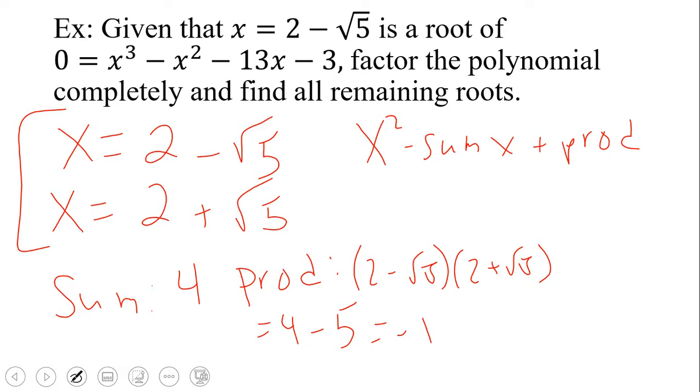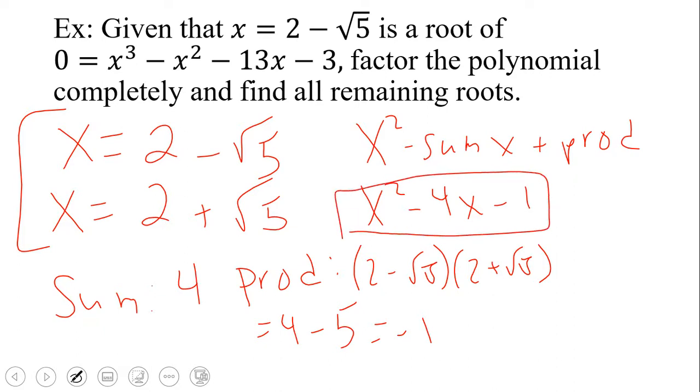So that means that my equation here is x squared minus the sum, which is 4, times x, plus the product, which is -1. If I was to now take x squared minus 4x minus 1, set it equal to 0, and solve using the quadratic formula, without a doubt, I would get the answers 2 plus or minus radical 5. So this is just a time saver. There are other ways to do this, but this is certainly the most efficient.